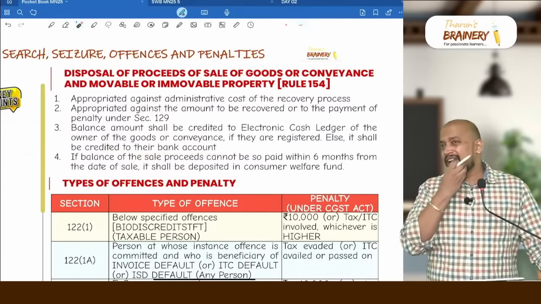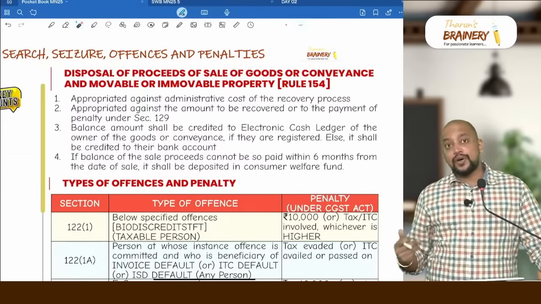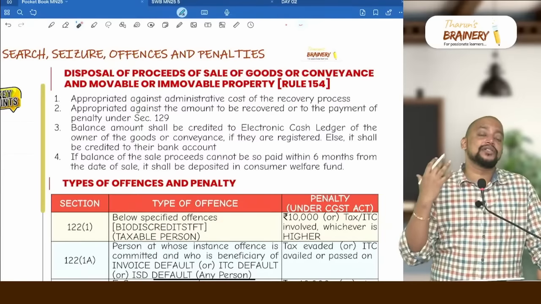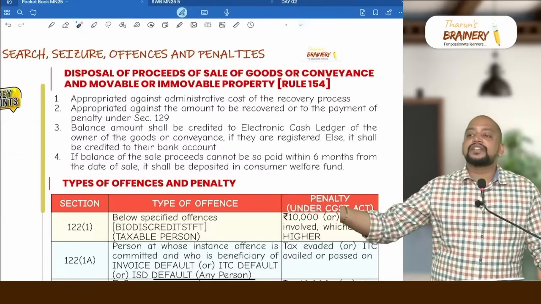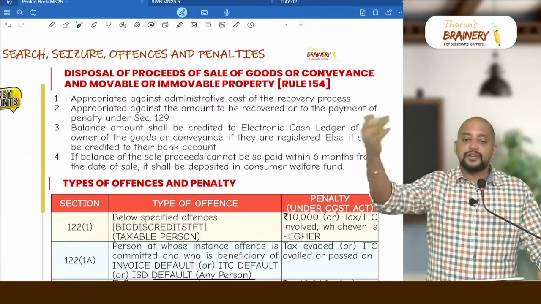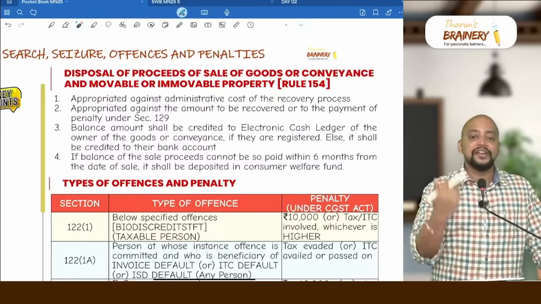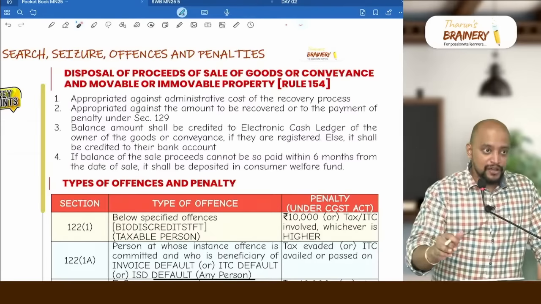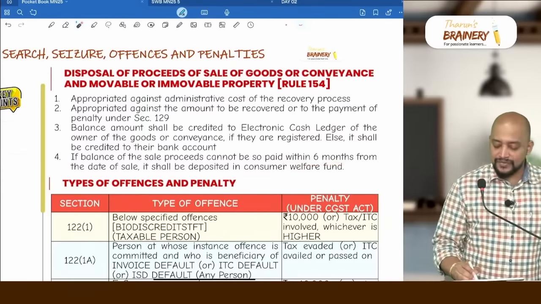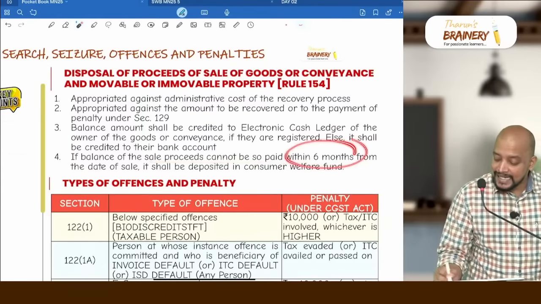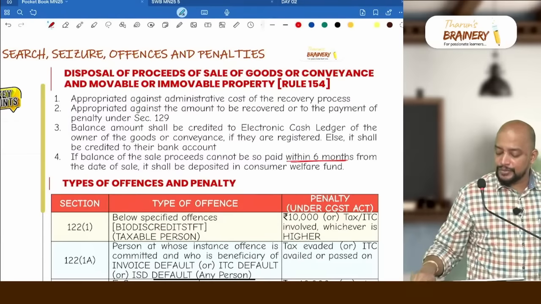And why will they be unregistered? Because even they can be taxable persons also. And thereafter, what if their bank details are not identifiable and no one is turning up? As soon as the lorry came and the proper officer stopped the lorry, the driver jumped from the lorry and ran away. In that case, the proper officer will not know anyone. So they will sell the goods and conveyance by way of auction, and they will wait for 6 months. If the balance of the sale proceeds cannot be paid within 6 months from the date of sale, it will be deposited in the Consumer Welfare Fund.